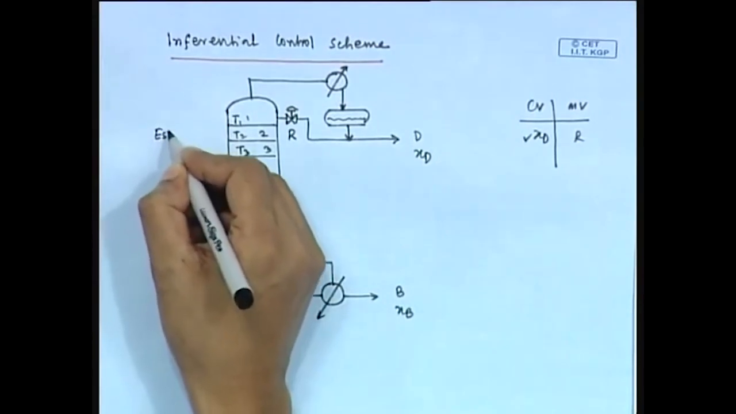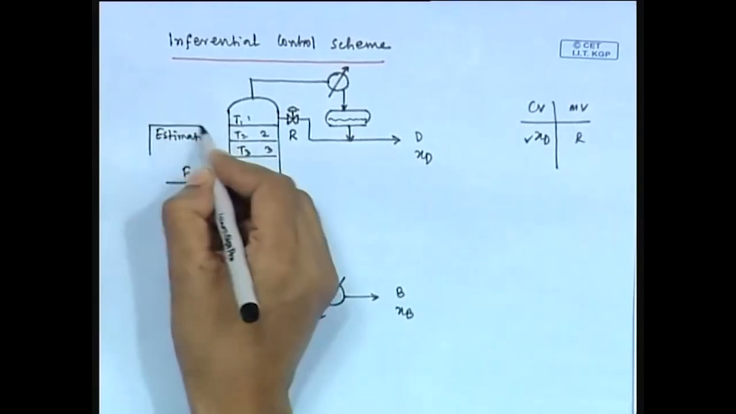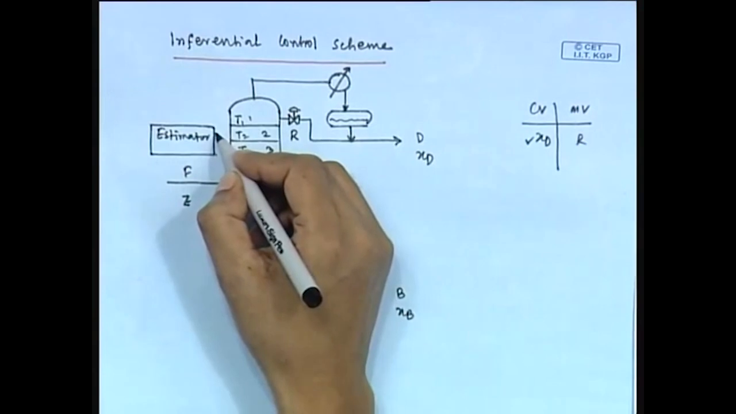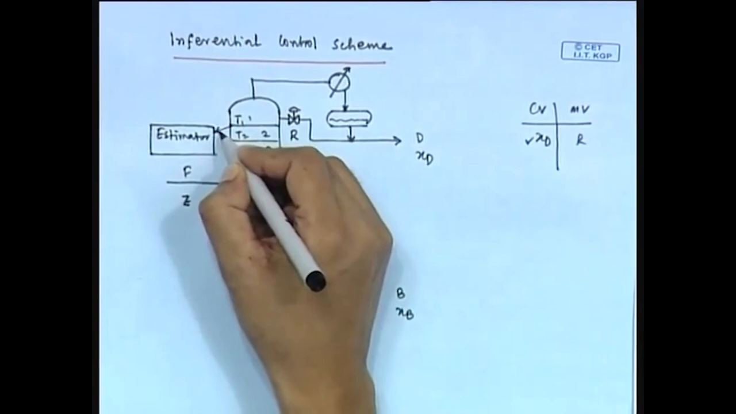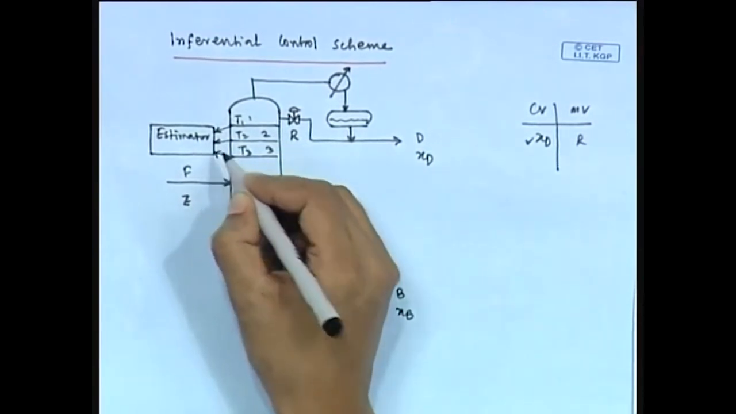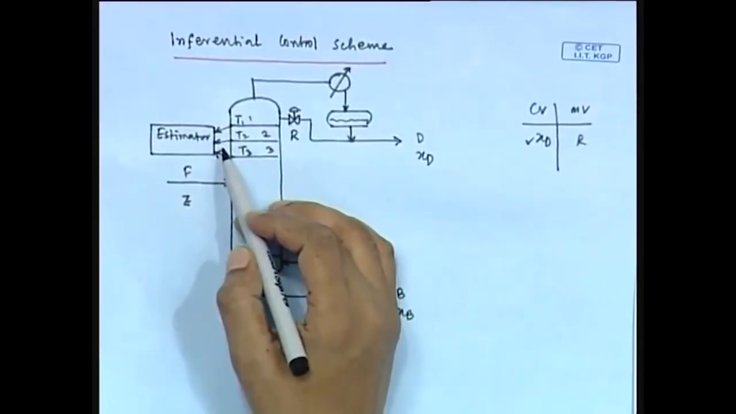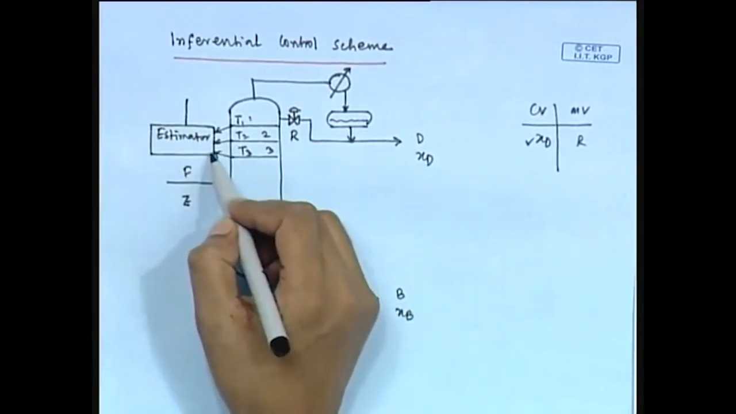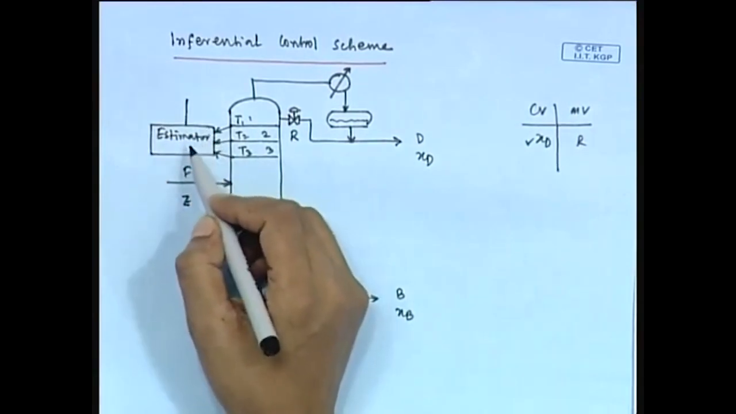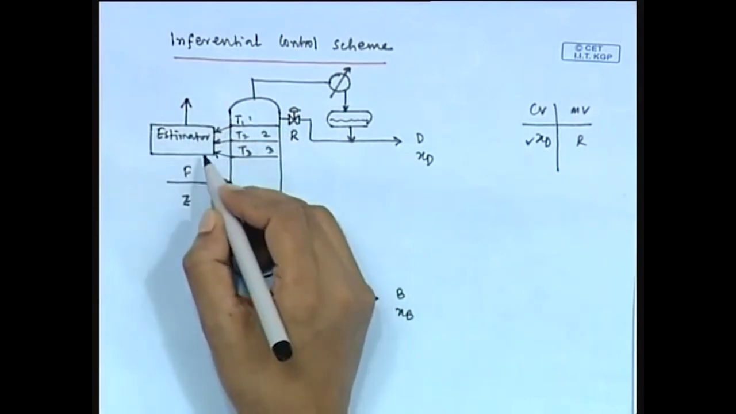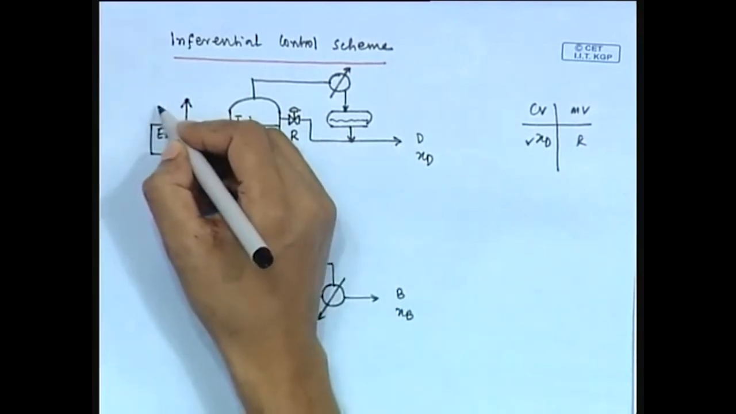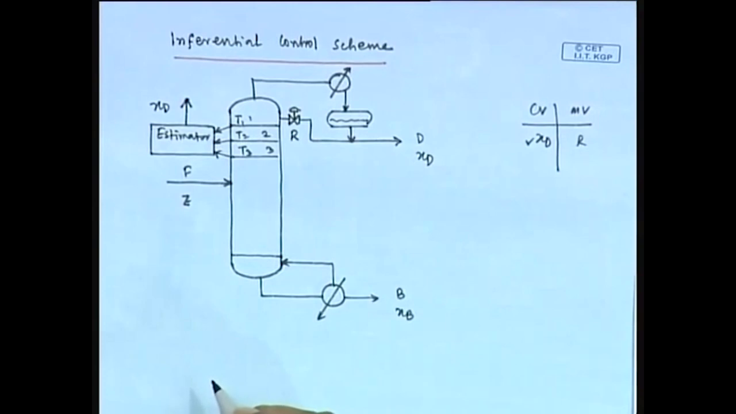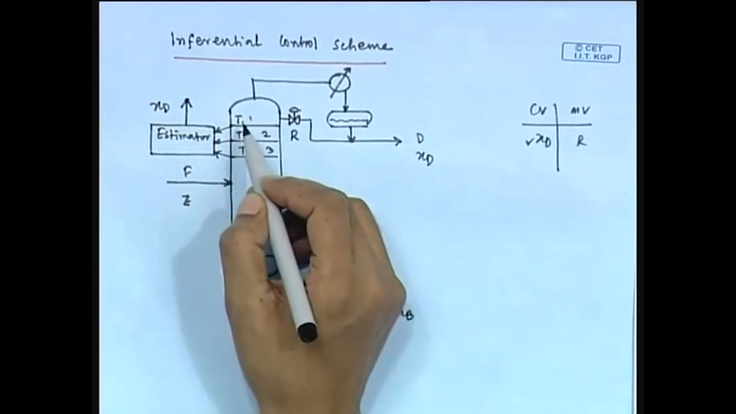Then here we put one block for the estimator. These three temperatures after measurement, the temperature information goes to this estimator. This estimator is basically nothing but one algorithm which consists of some equations and correlations. These correlations calculate the XD based on the information of the measured temperature. Fine. So, here some mathematical equations are included within this estimator, and using those equations we can directly calculate the XD value based on this measured temperature information. Fine. Basically, this composition is inferred based on the measured temperatures.